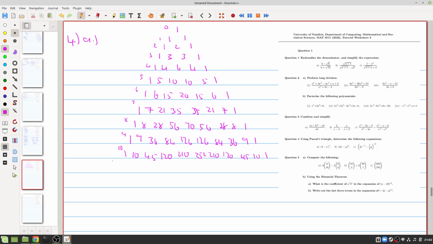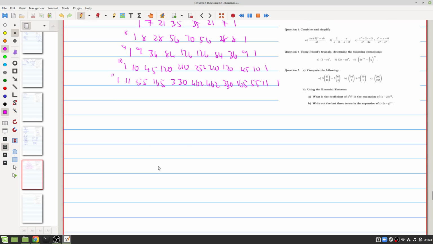Now the 11th one, second last one here. So 1, 11, 55, 165, 330, 462, this is again 462. Then 330, then 165, 55, 11, and 1. And then the last one, row number 12.